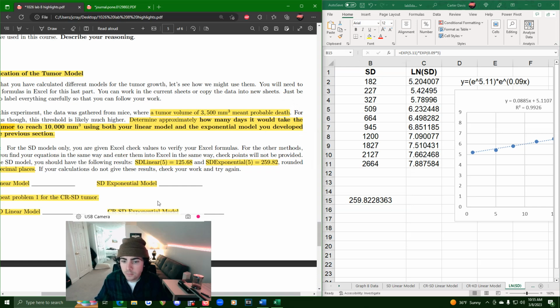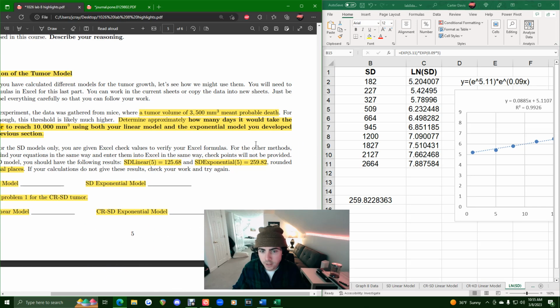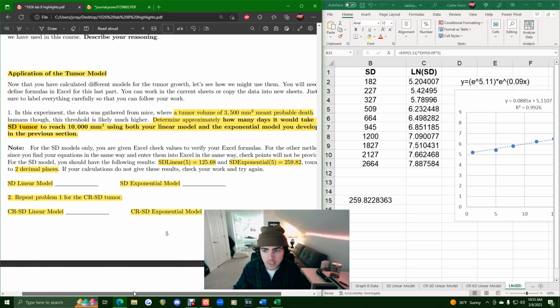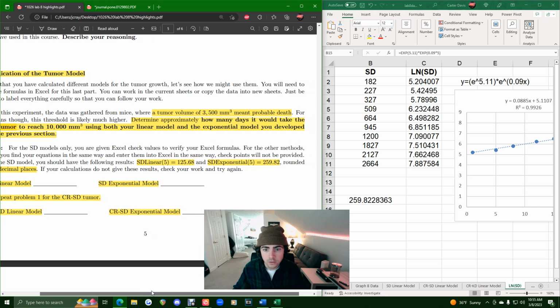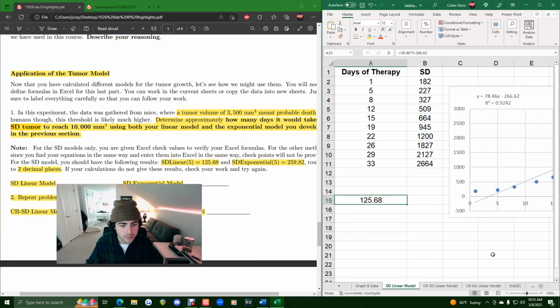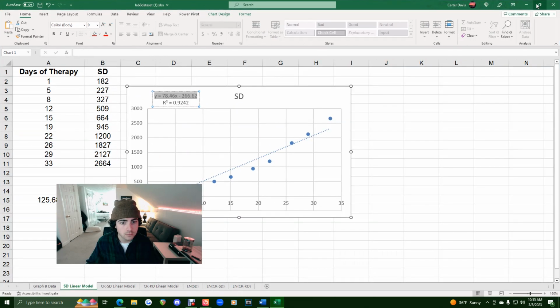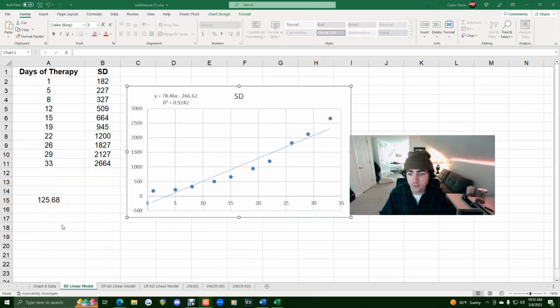So now, that's just to help us check our process, I guess. But we're trying to find how many days. We're trying to solve for x, I believe. X is time, should be. How many days it would take to reach 10,000 using both models. Okay. So let's start with the linear model. That'll be easier. And so what we're doing is setting 10,000 equal to y and solving for x, given this equation here.